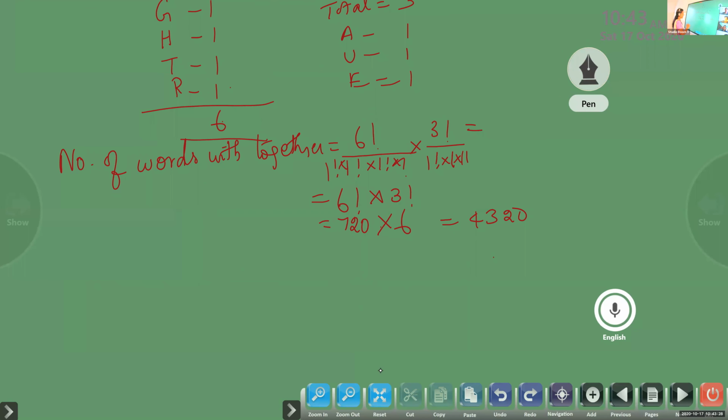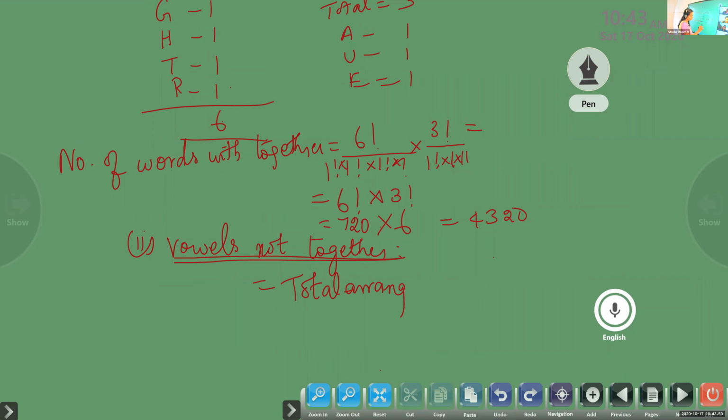Now what is the second part? What is asked in the second one? Second case, vowels not together. Vowels will not be occurring together. Whenever we are asked to find vowels not together, it is the same as total arrangements minus vowels together. Is it correct? Total arrangements, how many are there? From there, in how many words do the vowels come together? Vowels together you subtract. Total arrangement minus vowels together.